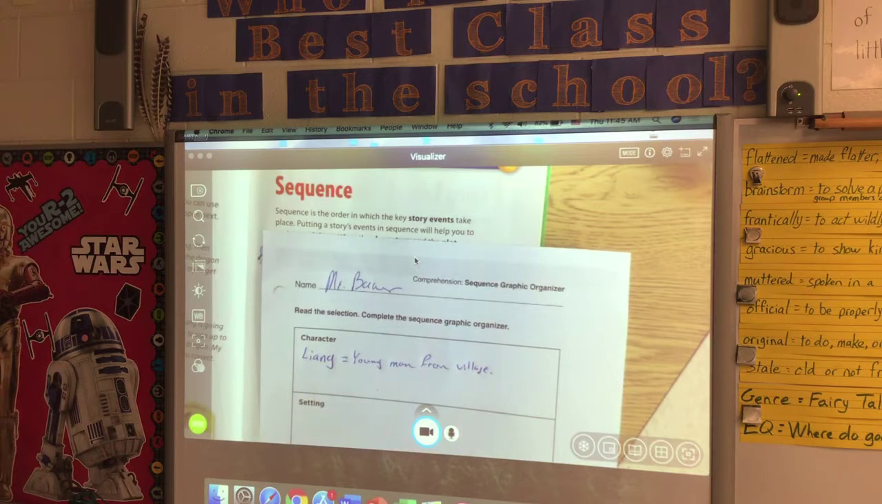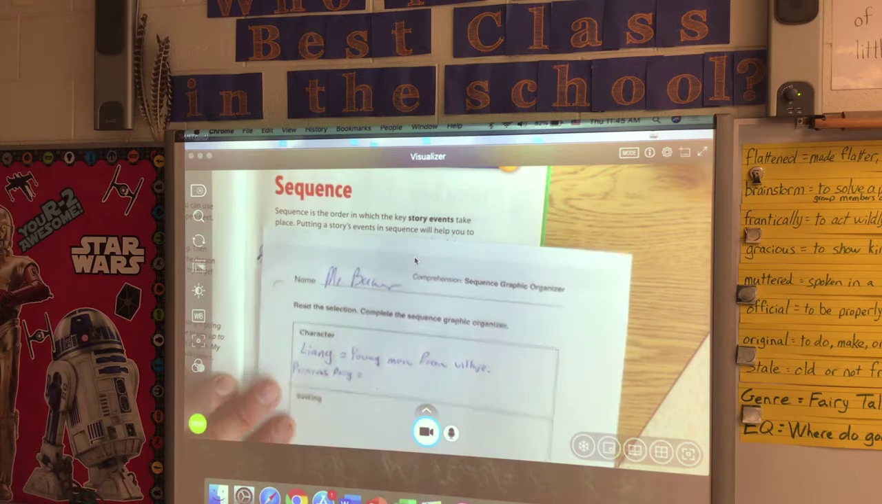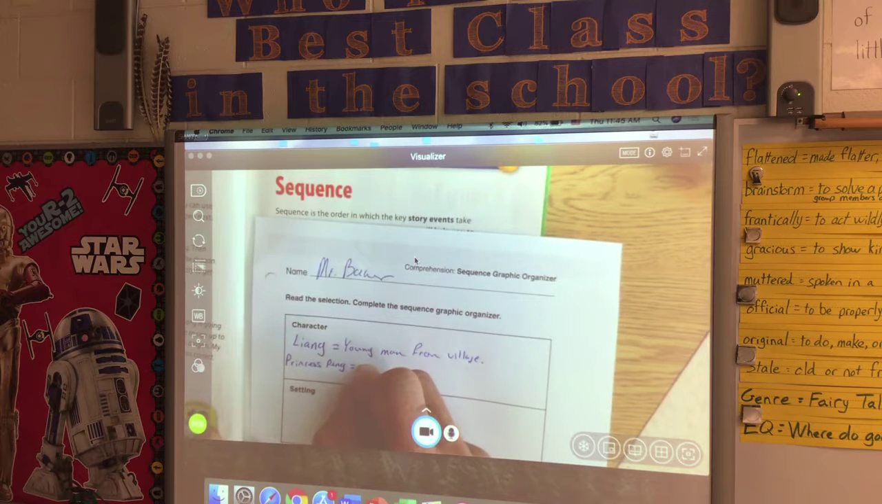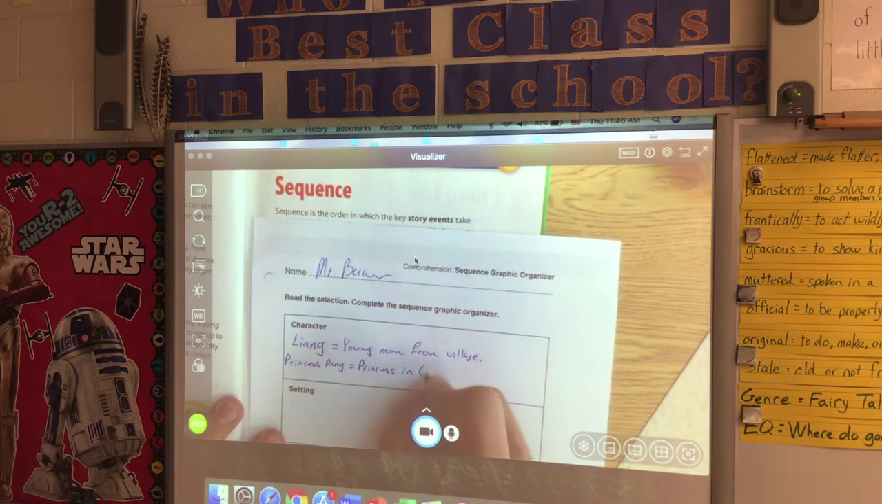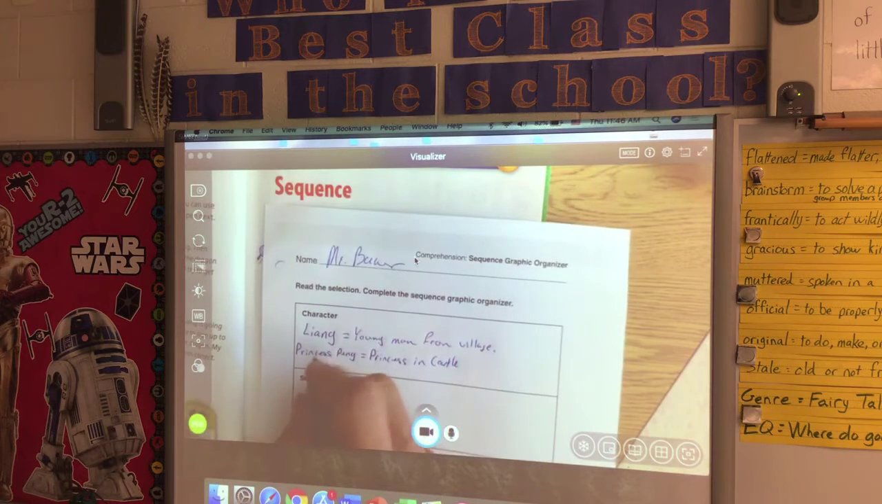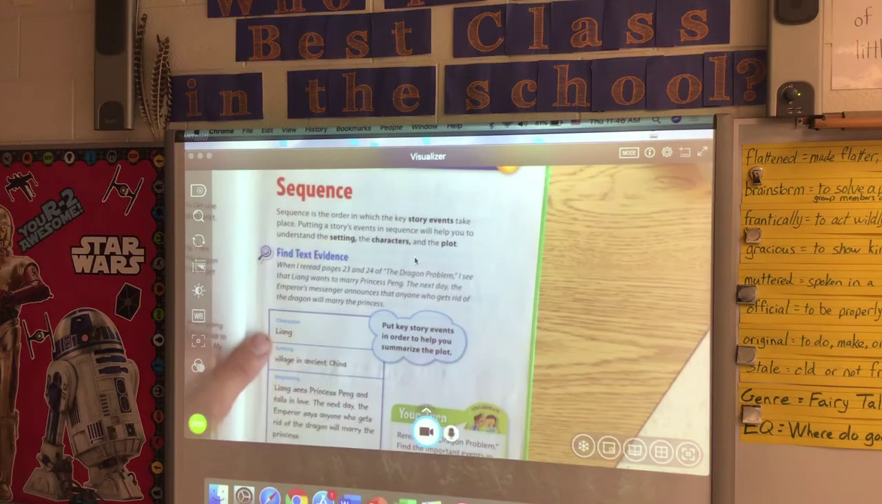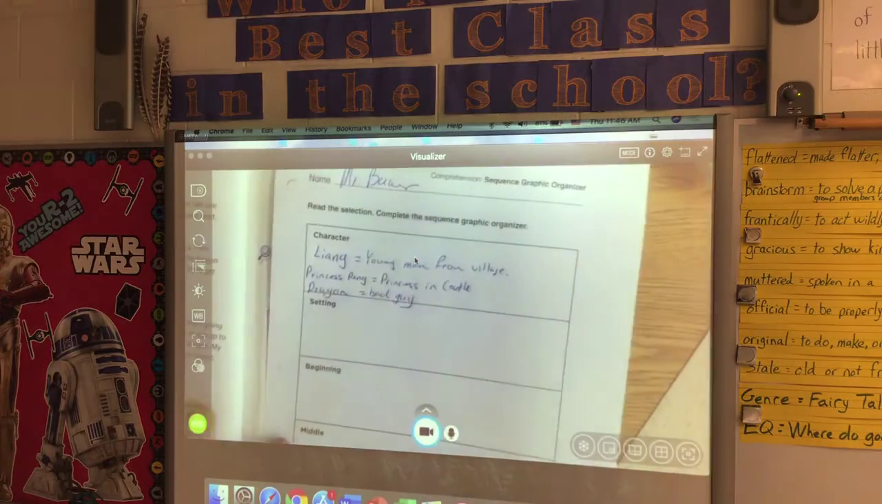And we also had another character in our story. It was pretty important, okay? And that was the princess, and it was Princess Peng. Okay? And I'm going to say Princess in Castle. And then the last one, you couldn't have this story without this character, and that was the dragon. And I'm just going to put bad guy. That's going to help me remember who he is. So the book had just Li Ying, and we added to that one a little more details.